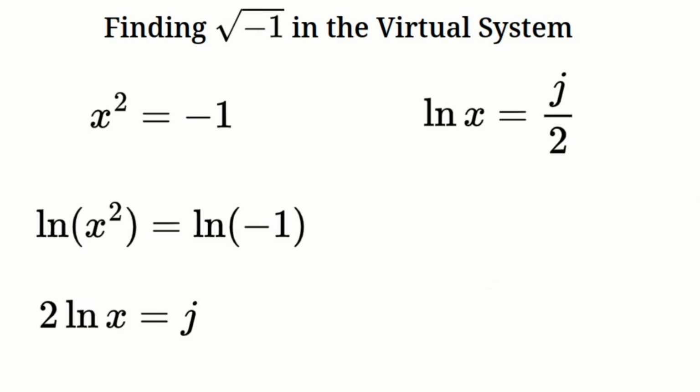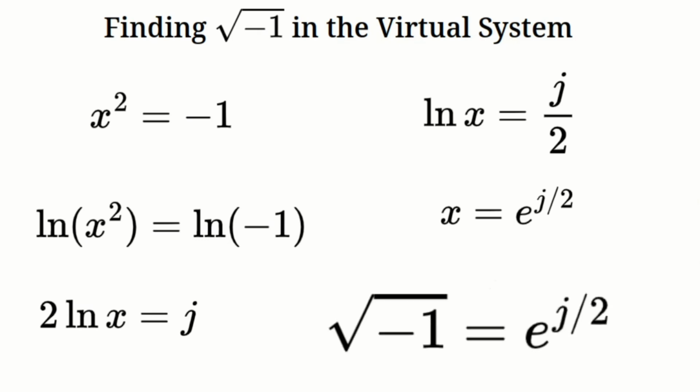Now, exponentiating both sides gives x is equal to e raised to the power of j over 2. Thus, in VNS, the square root of -1 is e raised to the power of j over 2. This is our equivalent of i in the complex system. 2. The virtual Euler formula.